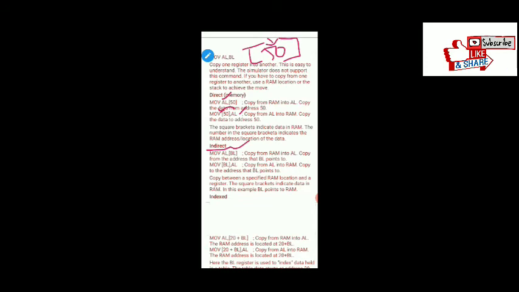Next is indirect. Indirect means this is your first register, this is your second register. Whatever the content of that register, suppose BL contains 50, so 50 is pointing to the memory location, and the data of that memory location is loaded into the AL. So that is indirect. That means first the BL register contains 50, next it is pointing to memory address 50, and the content of memory address 50 is loaded into the register AL. So that is the indirect mode of addressing.